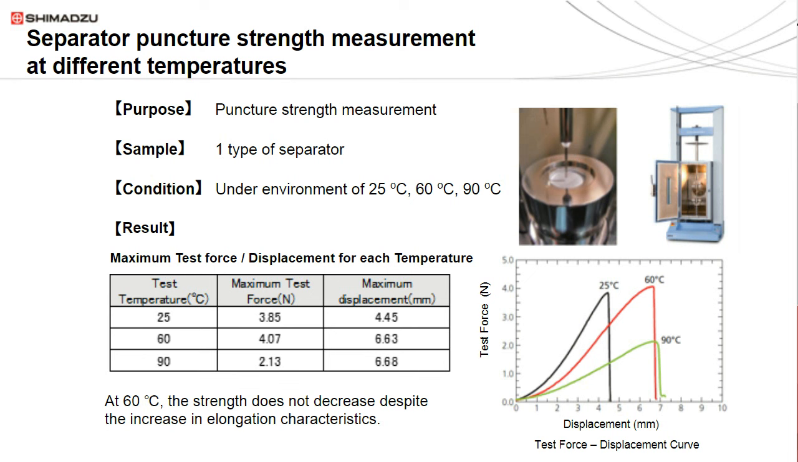Comparing the results from 25 to 60 C, we can see that the maximum test force again is very similar, but the maximum displacement increases at 60 degrees C. And then next, comparing 60 to 90 degrees C, we can see that the maximum test force decreases, but the maximum displacement is the same. From above, it can be seen that the lithium-ion battery separators in this test have an increase in elongation, but no decrease in strength up to 60 C.